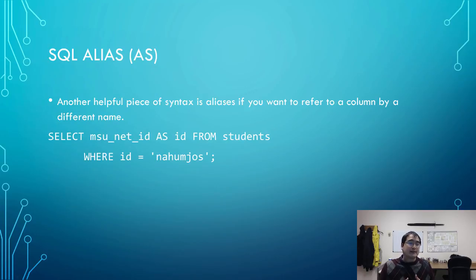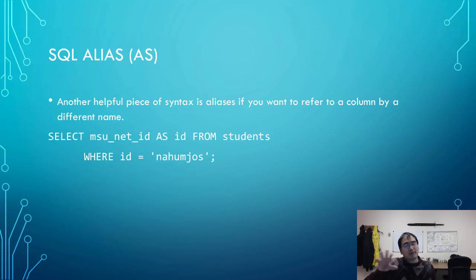So for instance, let's say that I want to select the MSU NetID as ID. MSU NetID is too long for me just to normally type out, even though that's the name of the column from this table. So instead, I'm going to say select MSU NetID as ID. So now, henceforth, whenever I say ID, I really mean it's a shortcut to MSU NetID from students. And now I can use that shortened version. I can say where ID equals Nahum Joss, as opposed to where MSU_NetID equals Nahum Joss.